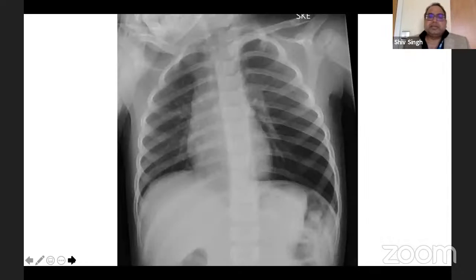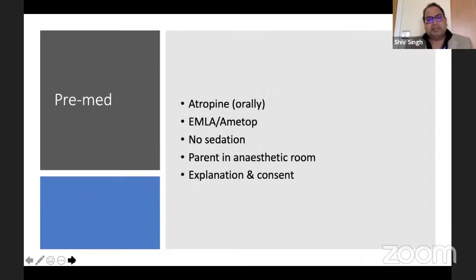Like I said, on the chest X-ray you normally see hyperinflation on one side. In this case, the foreign body has not been seen, so it has probably gone to the right side of the chest. But in children, the bronchial takeoff is actually equal. Unlike in adults where the right side is more common, in children the foreign body can go to either side.